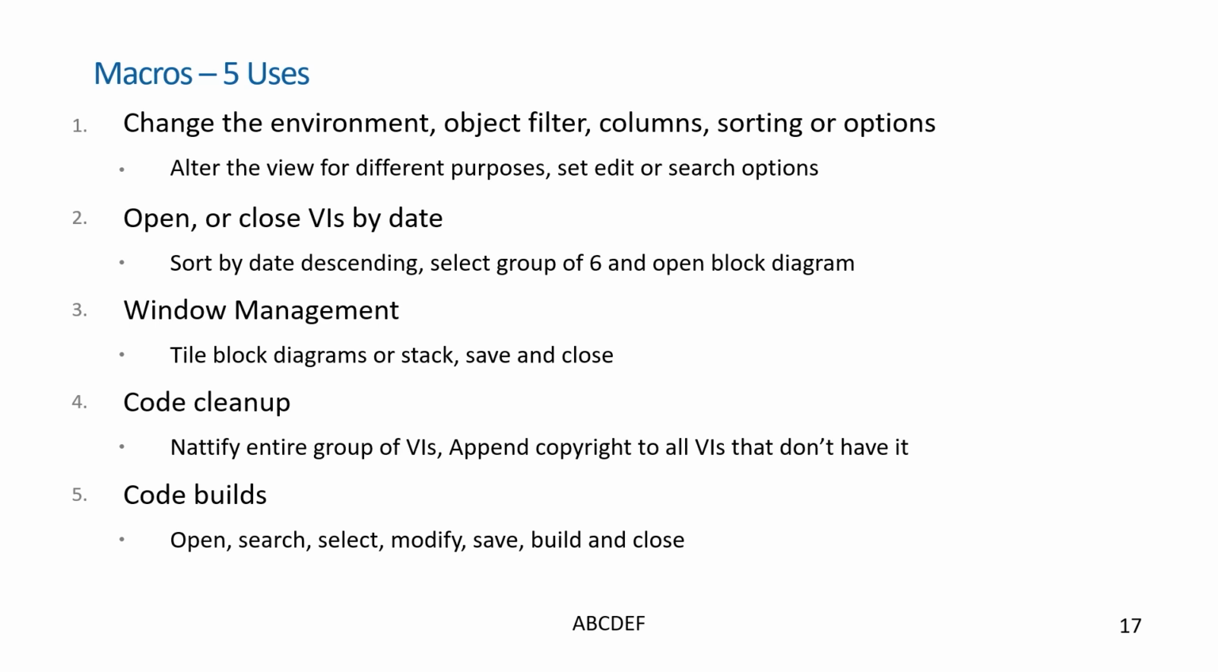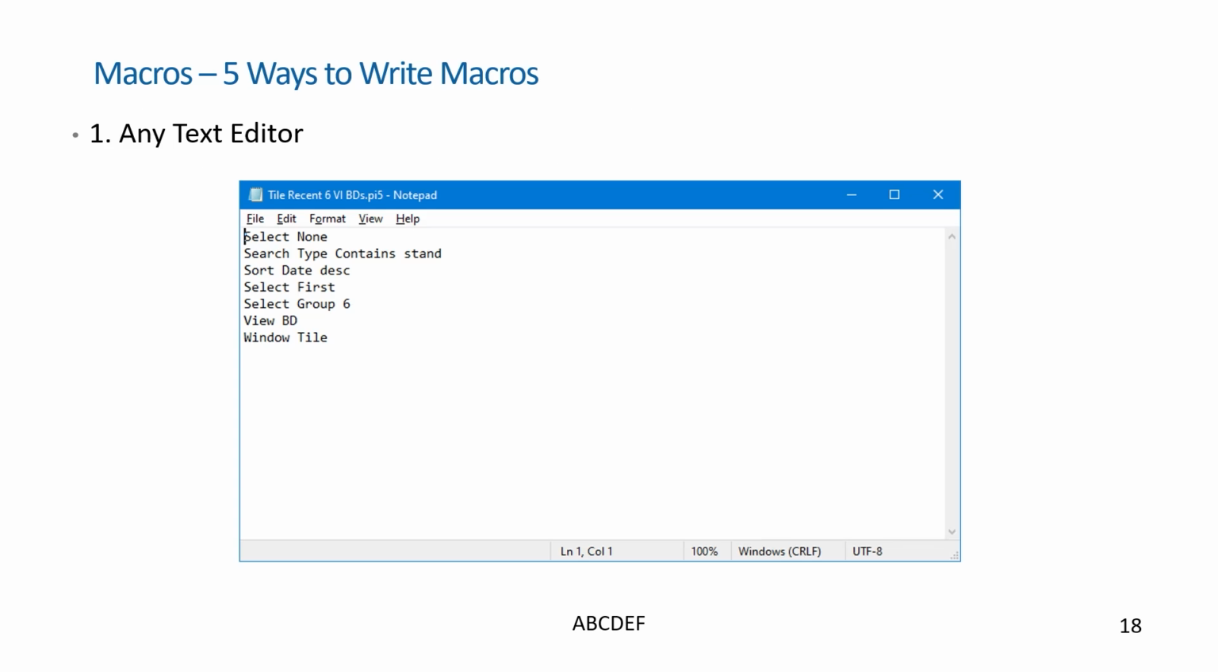Open or close VIs by date. You can sort by date descending, select a group of 6, and open just the block diagrams. Window management: tile block diagrams or stack, save, and close. Code cleanup: Natify an entire group of VIs, append a copyright to all VIs that don't have it, and save and close. Code builds: you can open, search, select, modify, save, build, and close projects.